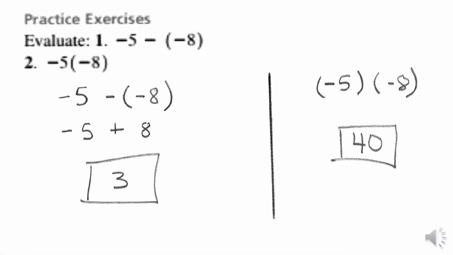Okay, we're back. Let's see, how did you do? Here, a minus 8 ends up being a plus 8, and so we get a positive 3 for that answer. Here we're multiplying two numbers with the same sign, and that means the answer is going to be a positive number, a positive 40. If you have questions on these things, please get some help.